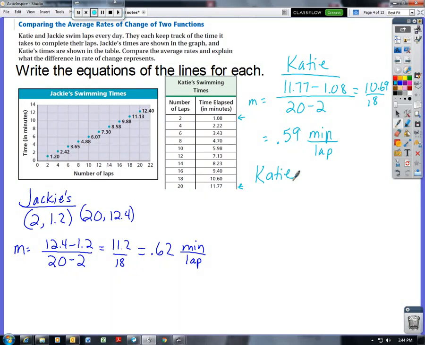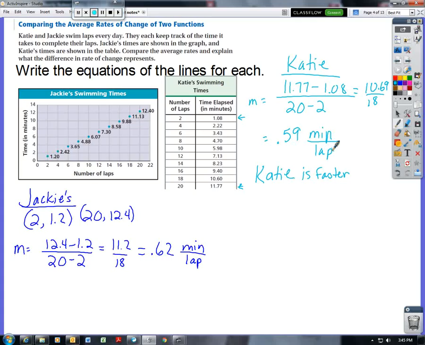Now the book has a typo because if you look in there, it says that Jackie is faster, but that doesn't make the least bit of sense. So Katie is faster. I think maybe they must have been thinking laps per minute, perhaps. Maybe that's why they made that mistake. But if it's minutes per lap, if it takes you less time, then you're going to be going faster per lap. Less time per lap.